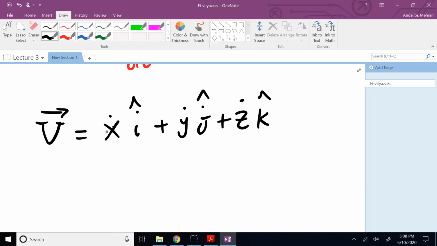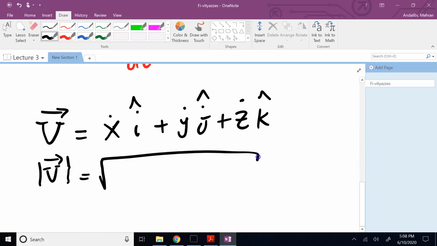Now, if somebody says, what is the magnitude of velocity, or in other words, speed? What is the magnitude of the velocity of the particle? Of course, it has these three components, x dot, y dot, z dot. So the magnitude of it is going to be calculated by the square root formula, right? So this is the magnitude of velocity.